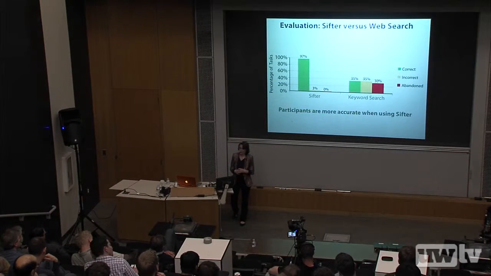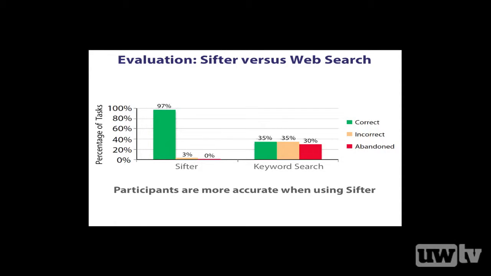And so to evaluate Sifter, we asked 10 participants to perform various navigation and comparison tasks using Sifter, as well as keyword search. And keyword search was simply the Google search interface that was limited to our tutorial collection. And so not surprisingly, participants were more successful and accurate when using Sifter. In fact, they abandoned 30% of the tasks when they had to use keyword search. And so by offering these additional tools, Sifter makes tasks like comparing tutorials really easy, which can really help with the associative stage of learning.